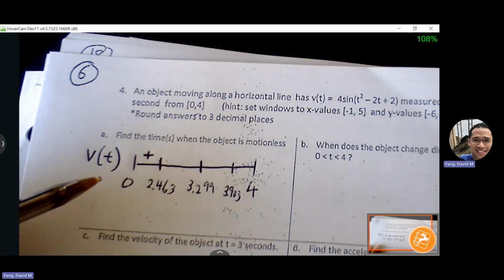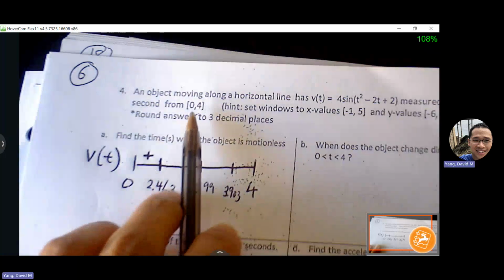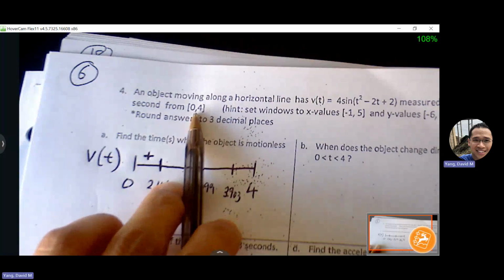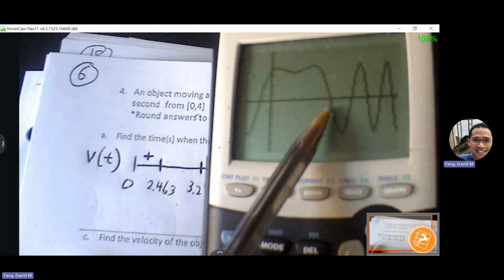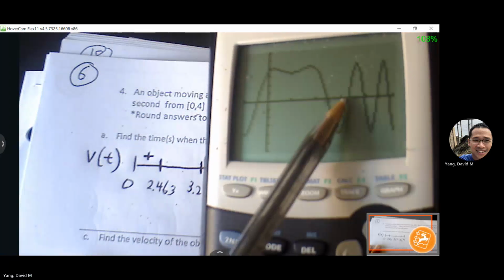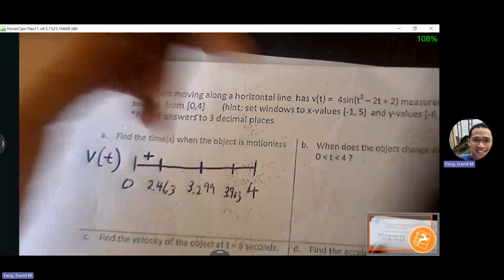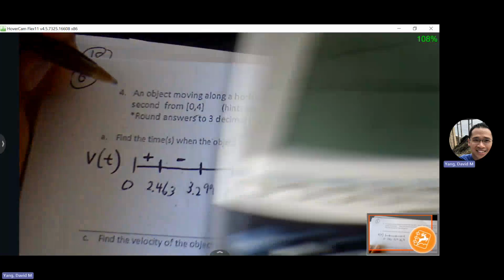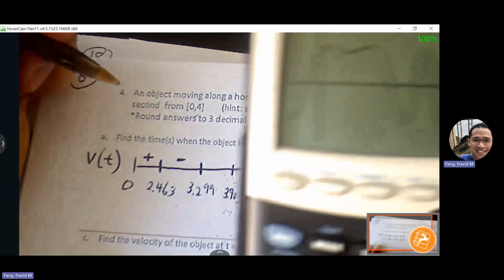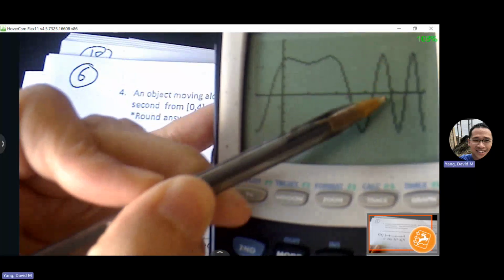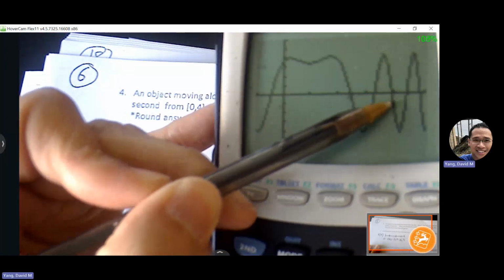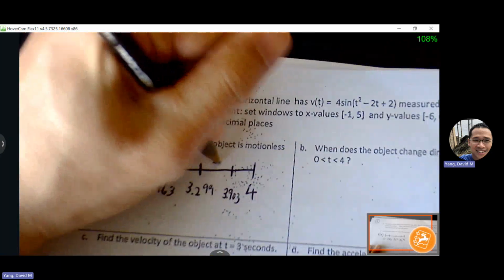I'm sorry? We found the x-intercept that's past? No, because our interval is from 0 to 4. Right. Okay, from 2.463 to 3.299, where is our velocity? Below, so negative. From 3.299 to 3.903, it's positive. And then to the right of it's slightly below. So this keeps alternating signs here.